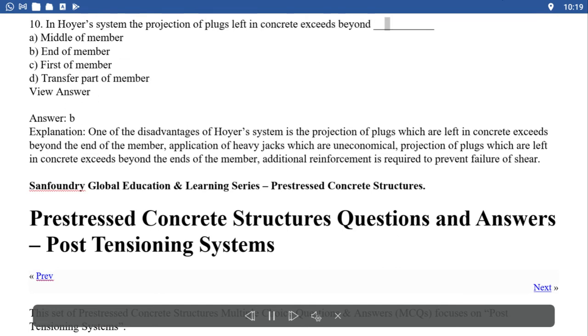B. End of member. C. First of member. D. Transfer part of member. Answer B. Explanation. One of the disadvantages of Hoyer's system is the projection of plugs which are left in concrete exceeds beyond the end of the member. Application of heavy jacks, which are uneconomical. Projection of plugs which are left in concrete exceeds beyond the ends of the member. Additional reinforcement is required to prevent failure of shear.